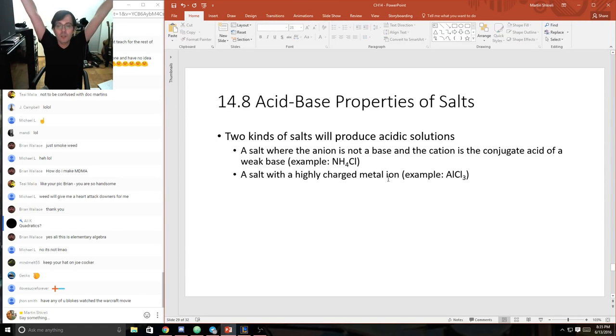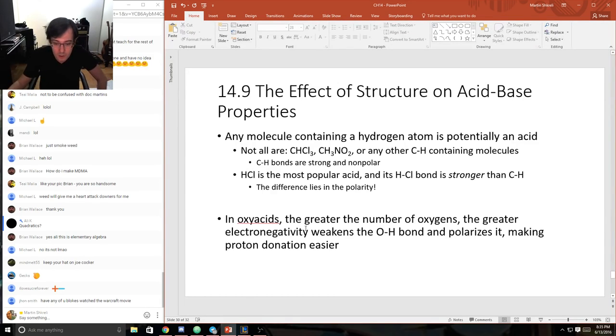One last thing is there's two kinds of salts that'll produce acidic solutions. One is an example like we just gave, like NH4Cl or ammonium chloride, but there's also salts with highly charged metal ions like AlCl3. So the book goes into more details if you want to study reactions like that on pages 689 and 690.